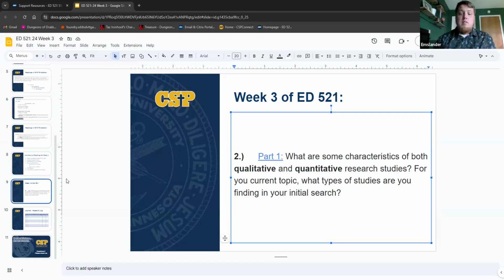I tend to favor quantitative research when I conduct things, but that is just because of my personal preference and not because one is better than the other. They are both equally valuable.